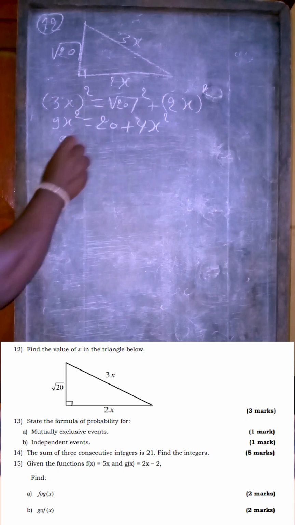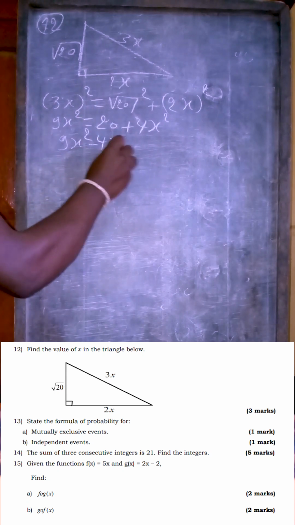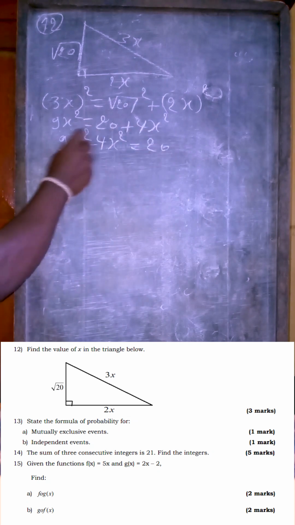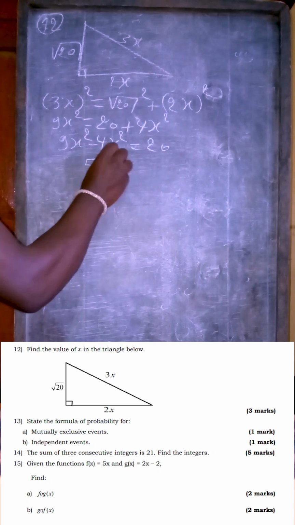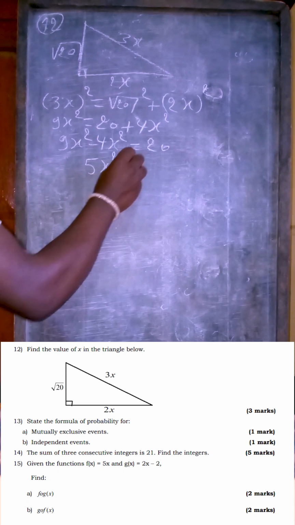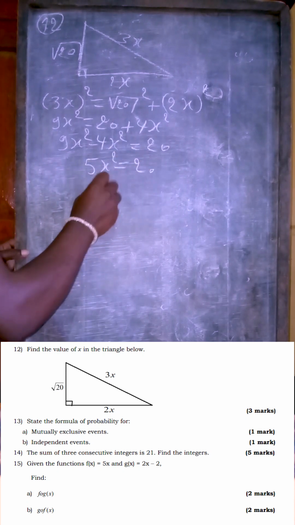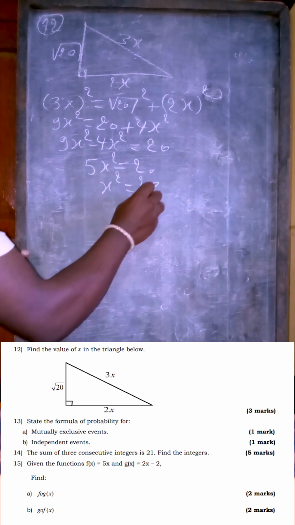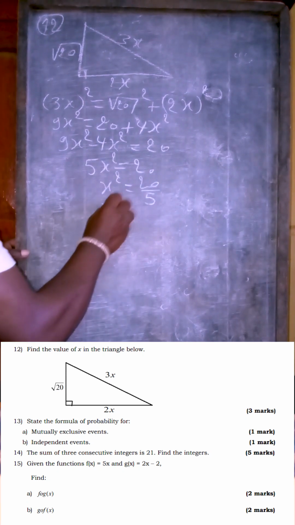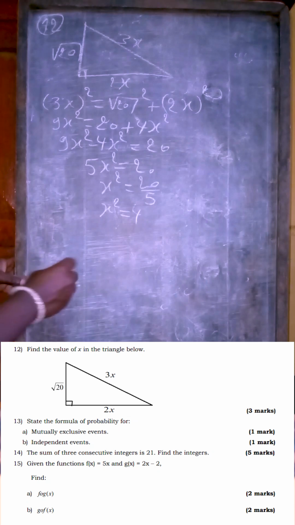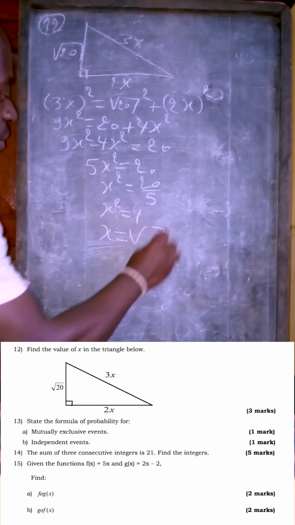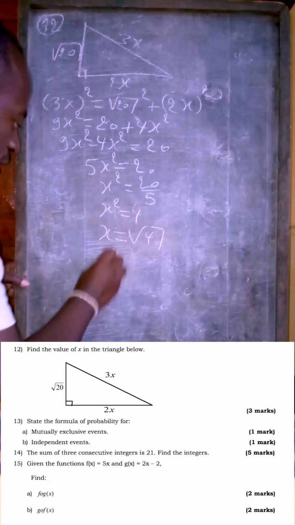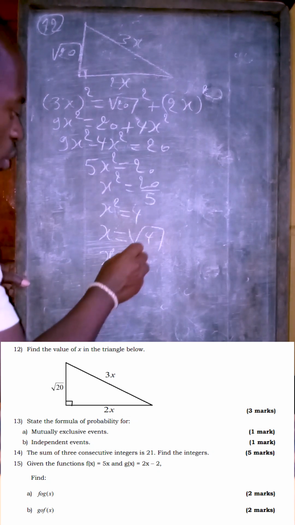It will be 9x squared minus 4x squared, which is equal to 20. Then here it will be 5x squared, which is equal to 20. Then x squared is equal to 20 over 5. x squared is equal to 4. x is equal to the square root of 4, and x is equal to 2 only.